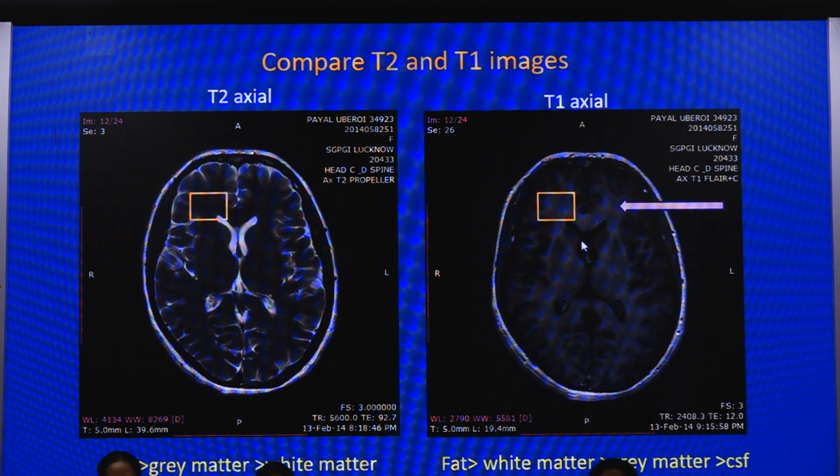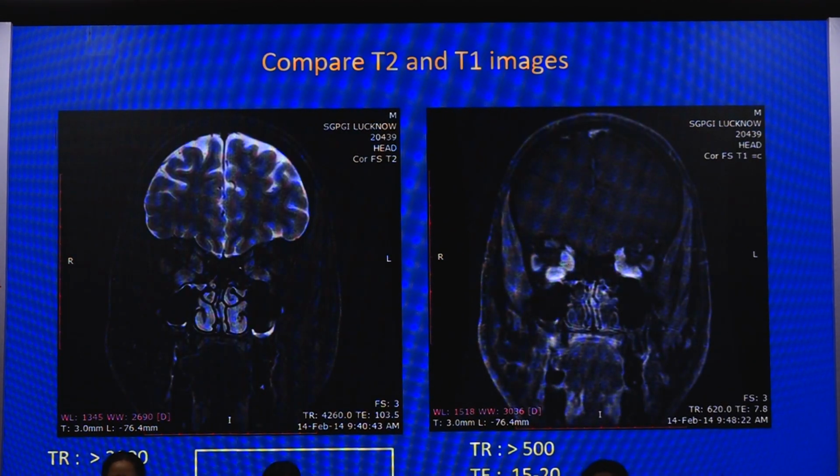Black. Fluid is black. But now one more thing. This is your gray matter. This is white on T1. So apart from seeing the vitreous and the CSF, you can also see the gray matter. Outer is the gray matter, inner is the white matter, and it is hyperintense.